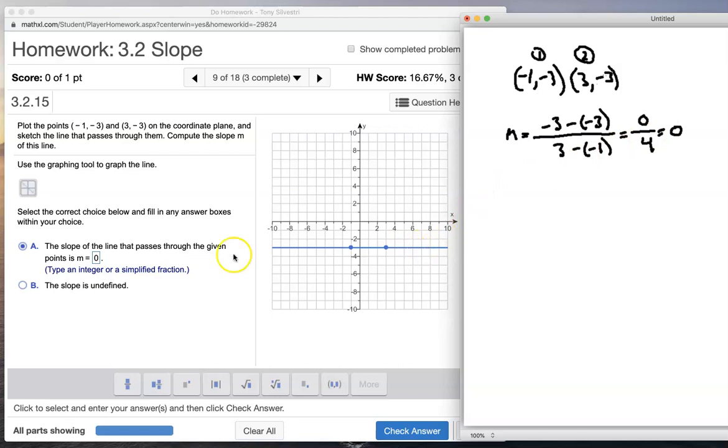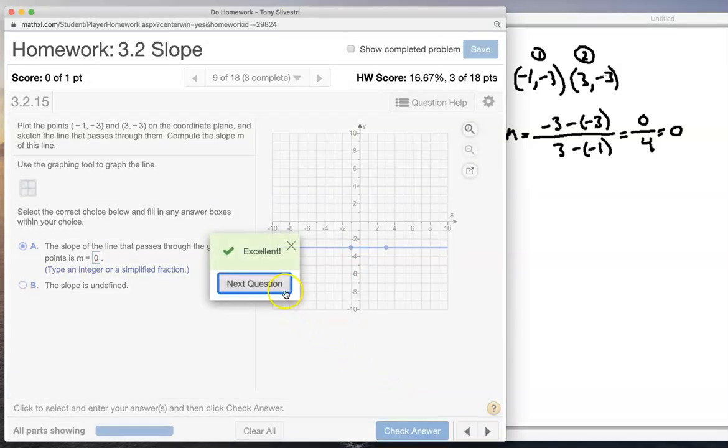So this is a horizontal line. Remember, horizontal lines have 0 slope. They're level. Check your answer. There you go. That's it.